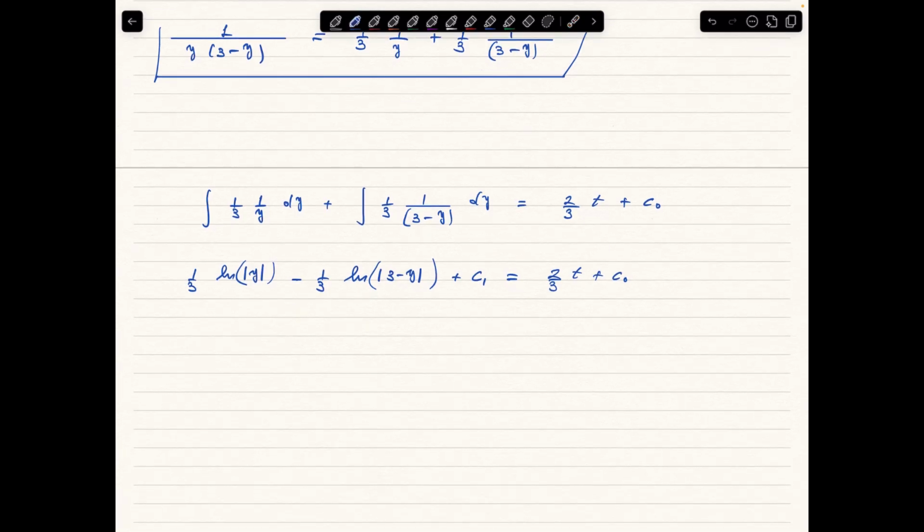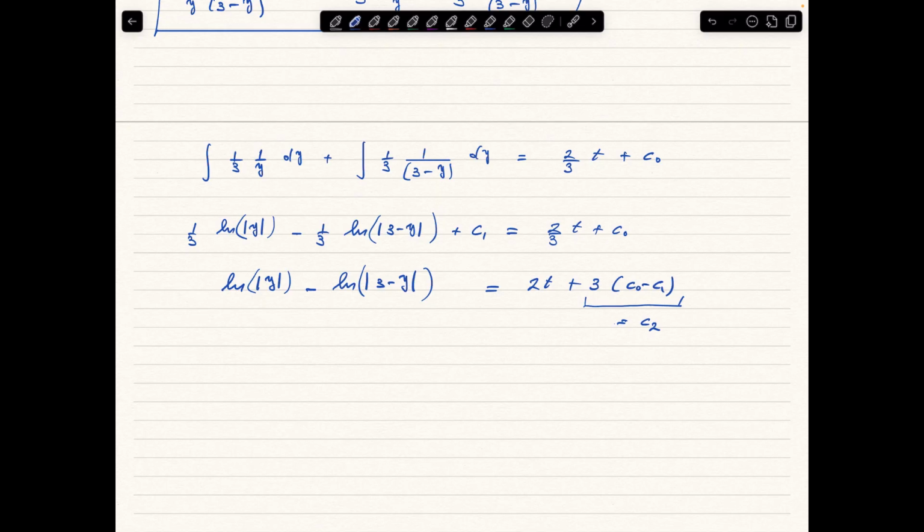So now is a good time to multiply everything. So let's move the constant first, then multiply by 3 the whole equation, all sides, and we end up with the natural log of the absolute value of y minus the natural log of the absolute value of 3 minus y. All that is equal 2t plus 3 c0 minus c1. And of course, we are going to call all this a constant, so let's call it c2.